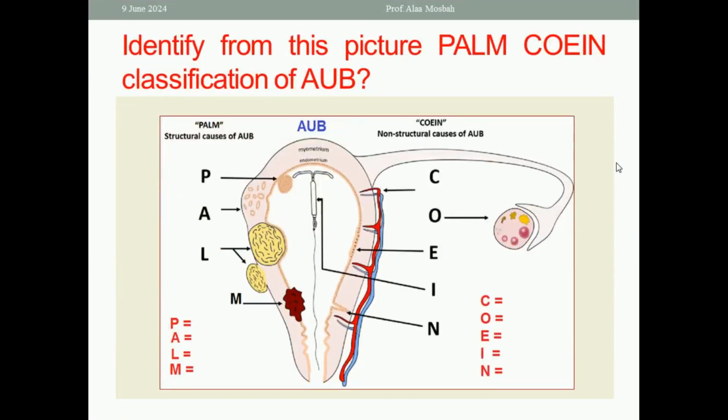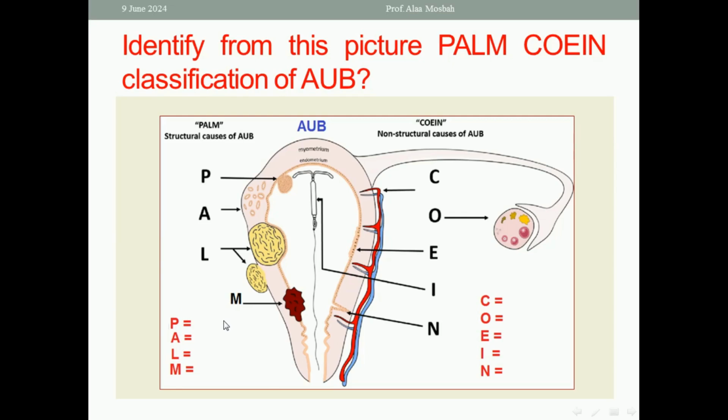Identify from this picture the PALM-COEIN classification of abnormal uterine bleeding. As we all know, the PALM-COEIN classification includes the commonest causes of abnormal uterine bleeding. So, P for polyp, A for adenomyosis, L for leiomyoma, M for malignancy or endometrial hyperplasia. And these are the structural causes of abnormal uterine bleeding.